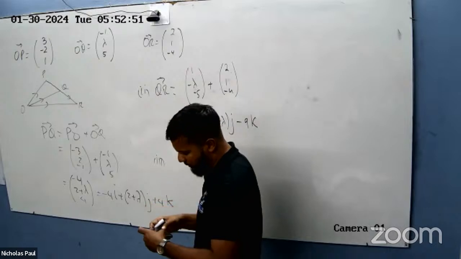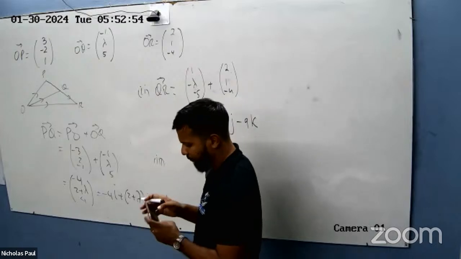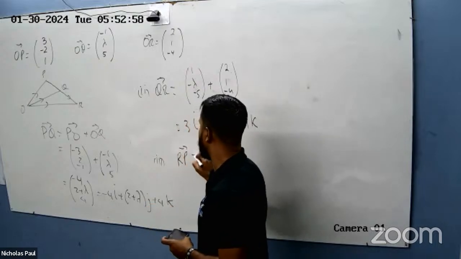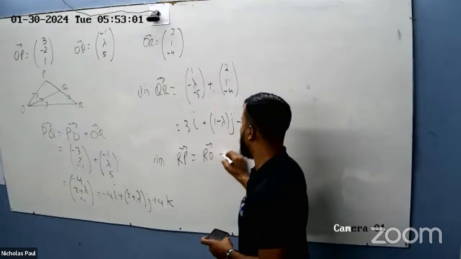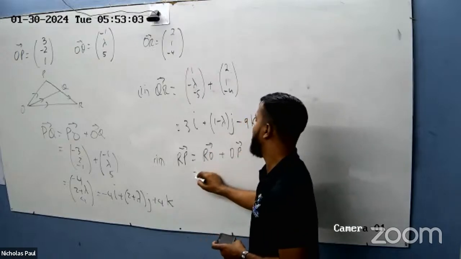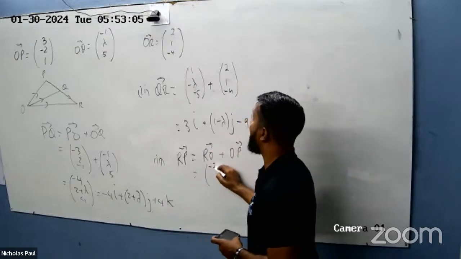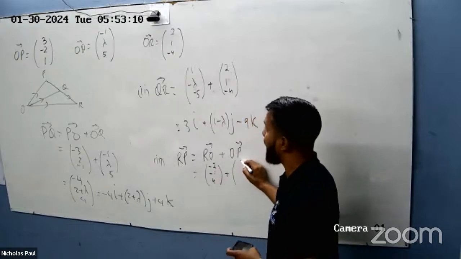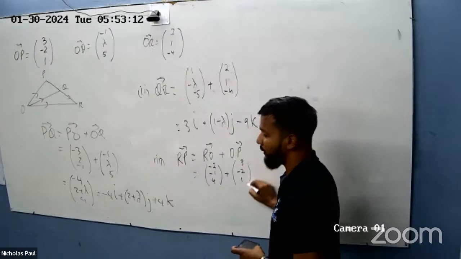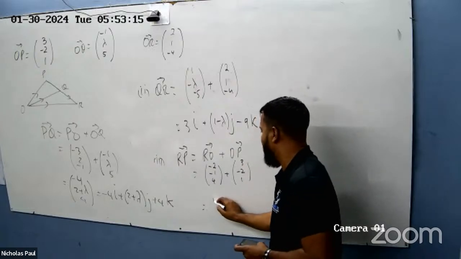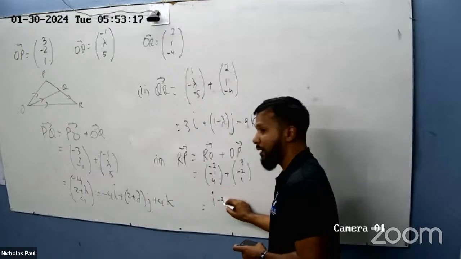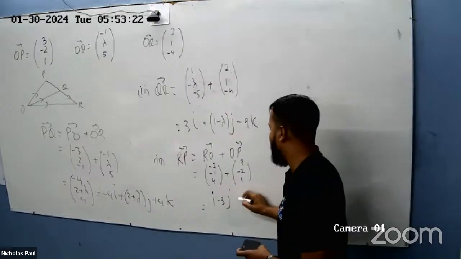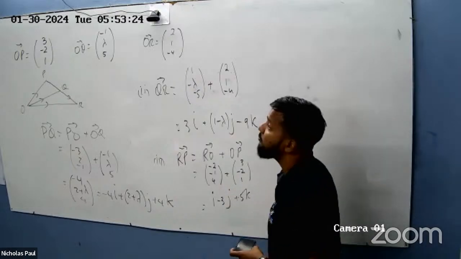The last one was RP. That'll be R to O plus O to P. R to O would be minus 2, minus 1, 4. OP would be 3, minus 2, 1. When you add it up, you'll get i minus 3j plus 5k. Online, all okay there?